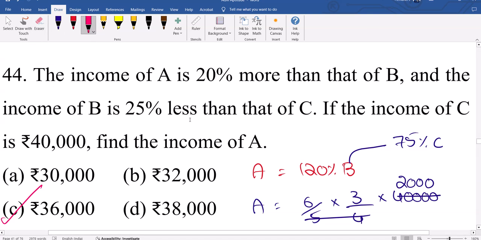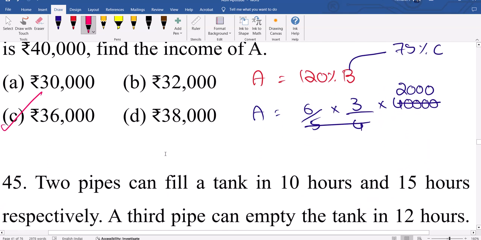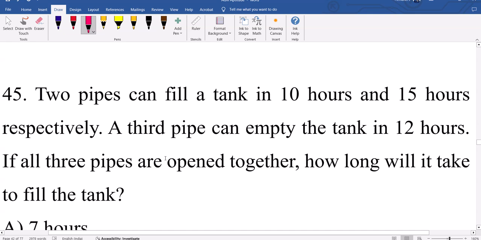Percentages, profit and loss, simple interest and compound interest, time and distance, time and work. In fact, pipes and cisterns also I kept. The next question is that only, luckily. So pipes and cisterns.